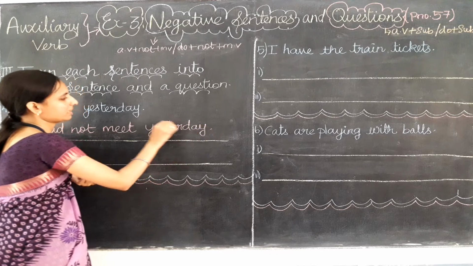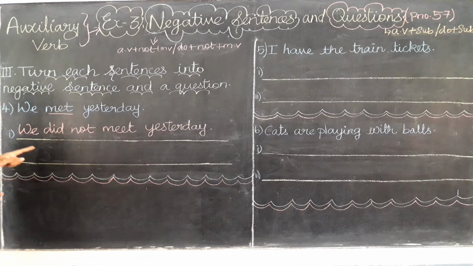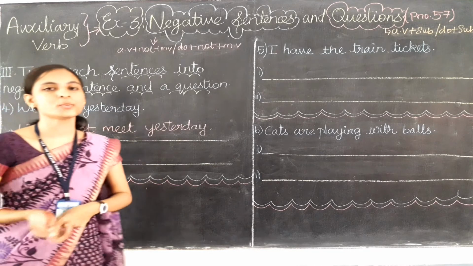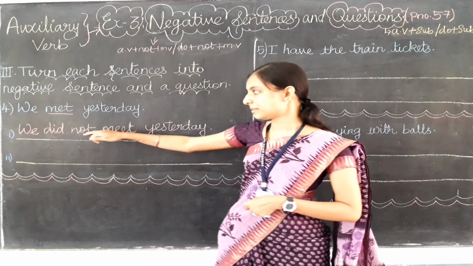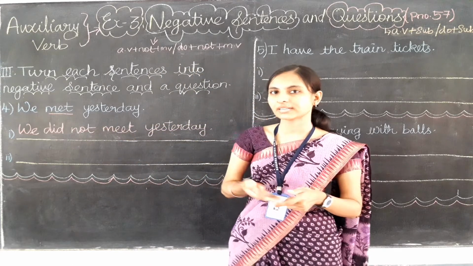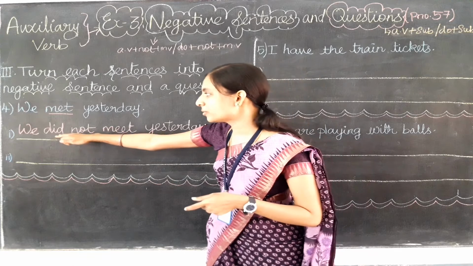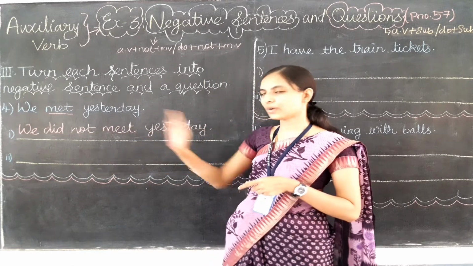Now I am going to read out this negative sentence. See, we did not meet yesterday. It means what? நாங்க நேத்திக்கு சந்திக்கவே இல்லை. Okay, so here when a sentence comes with not, it is a negative sentence. So what we have done here is we have used the do form verb because there is no auxiliary verb.